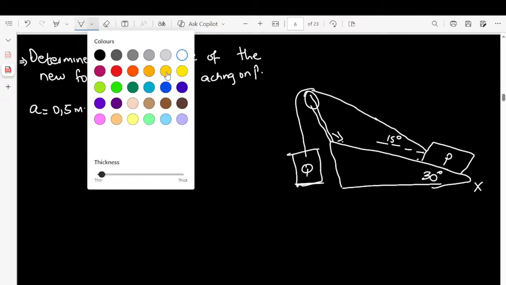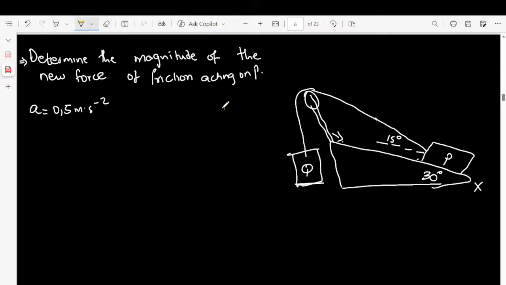Let's start with method 1. Let's call this the first method. Then everyone will comment which method they prefer. So method 1 has to do with using crate Q. That's the first method.